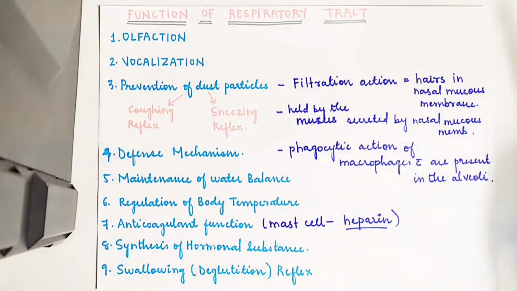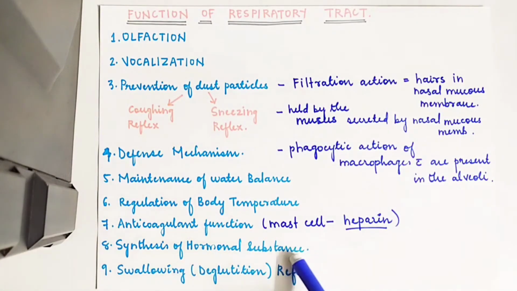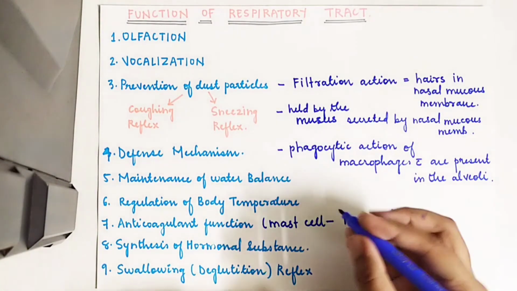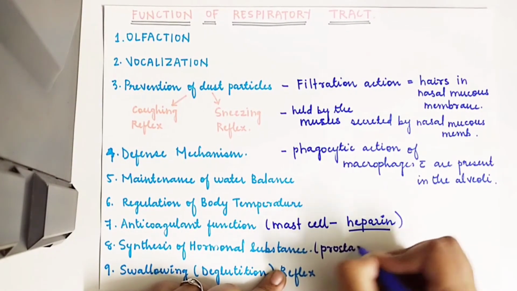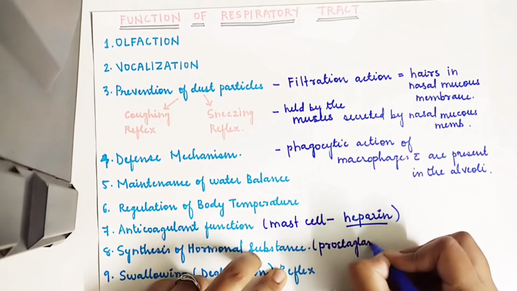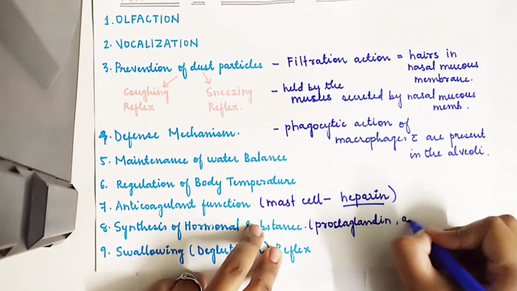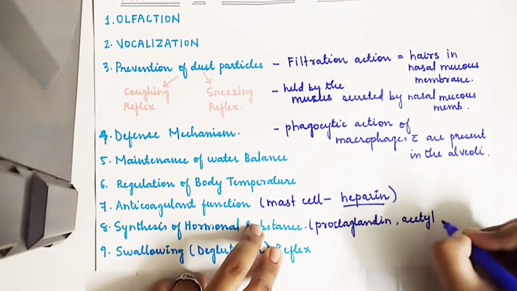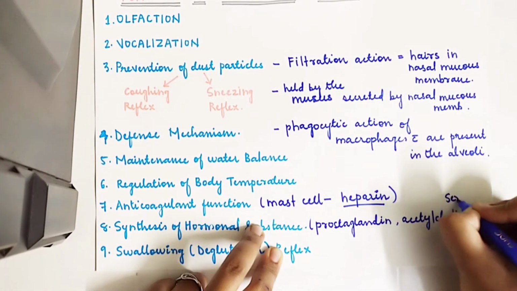So eighth point is synthesis of hormonal substances. The lung tissues also synthesize hormonal substances like prostaglandin, acetylcholine, and serotonin. So this is the function, that is synthesis of hormonal substances, mainly prostaglandin, then acetylcholine, serotonin.